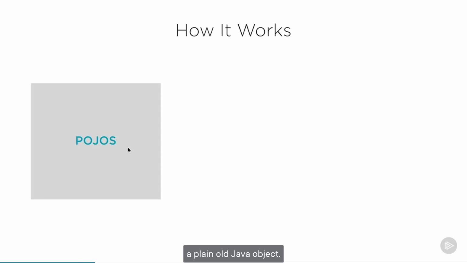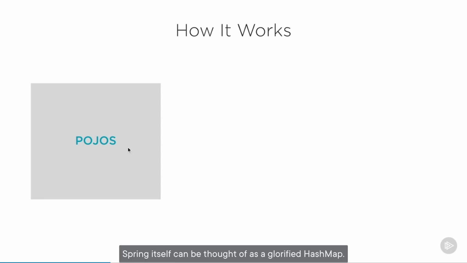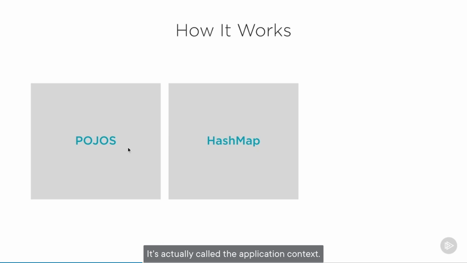How does this all work? Great, we've seen that it can reduce business focus for us, but how does it do this? Well, as I mentioned earlier, everything in Spring is a simple POJO, a plain old Java object. Spring itself can be thought of as a glorified hash map. It's actually called the application context. The application context is the configured Spring container with all of the dependencies wired up in it.